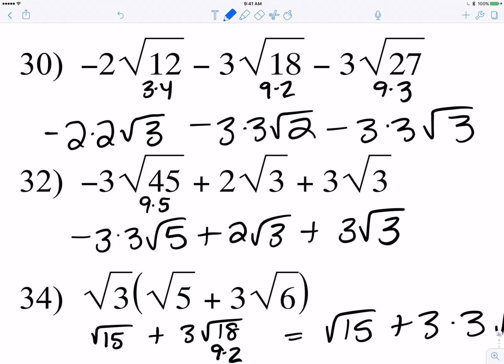30. 12 can be broken up into 3 times 4. 18 can be broken up into 9 times 2. 27 can be broken up into 9 times 3. So let's rewrite each of these.